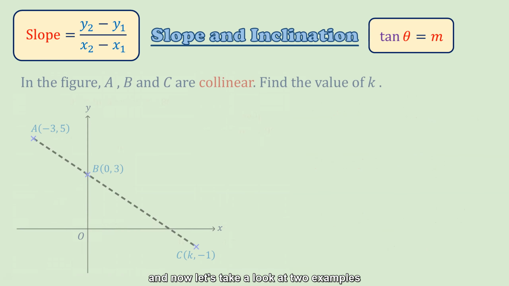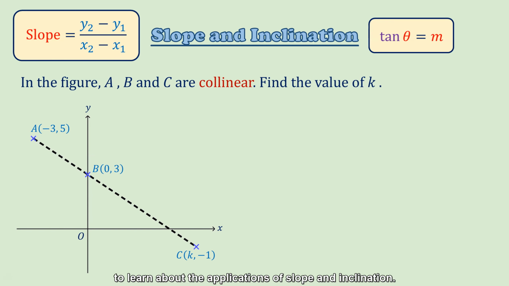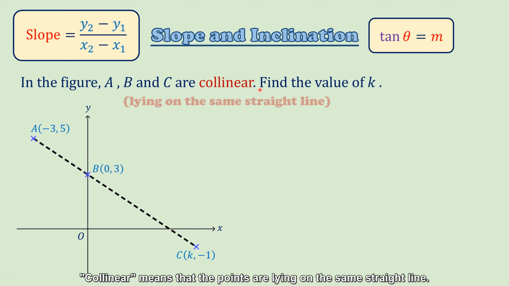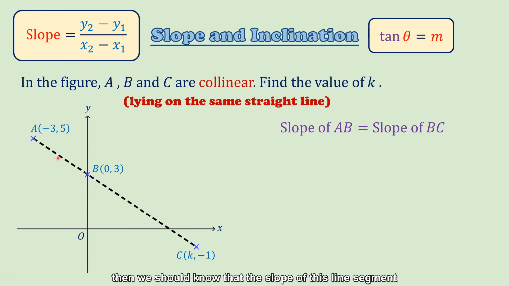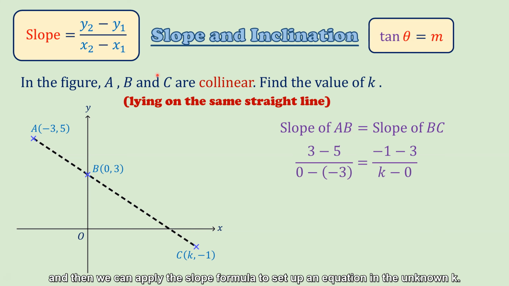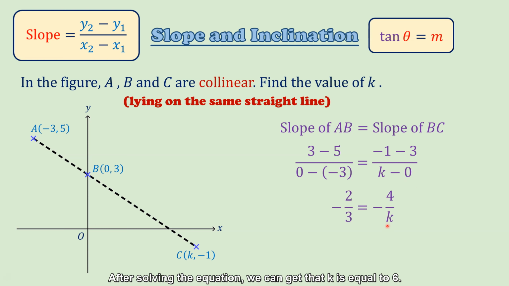And now let's take a look at two examples to learn about the applications of slope and inclination. In this example, the 3 points A, B, and C are collinear. And now we need to find the value of K. Collinear means that the points are lying on the same straight line. When the points are collinear, then we should know that the slope of this line segment is equal to the slope of this line segment. That means the slope of AB is equal to the slope of BC. And then we can apply the slope formula to set up an equation in the unknown K. After solving the equation, we can get that K is equal to 6.